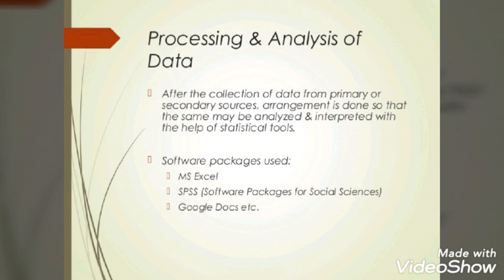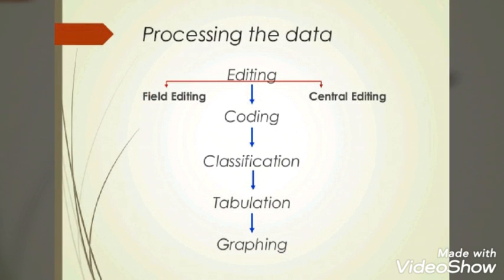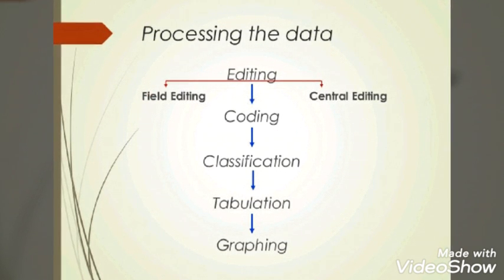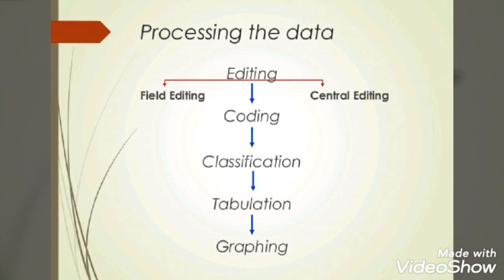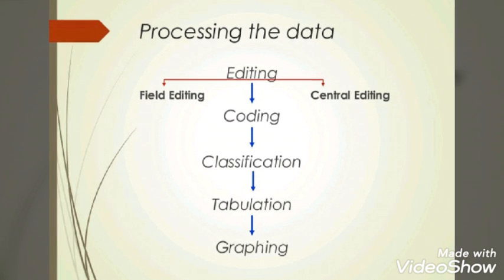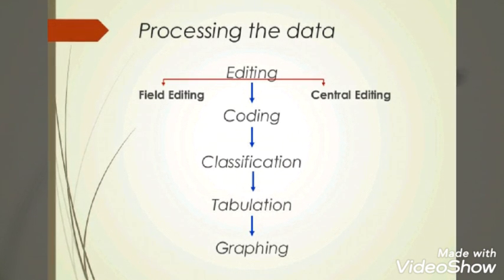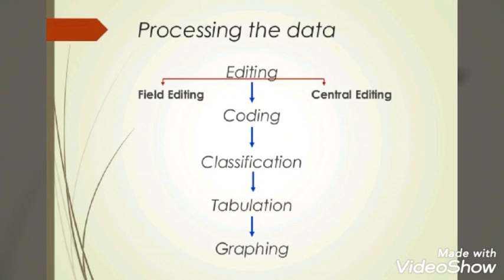So this processing of data mainly includes field editing and central editing, and it goes in a flow chart like this: first you will do editing, then you will do coding, then classification, tabulation, and you will go for the graphing. The graphing is nothing but the presentation.